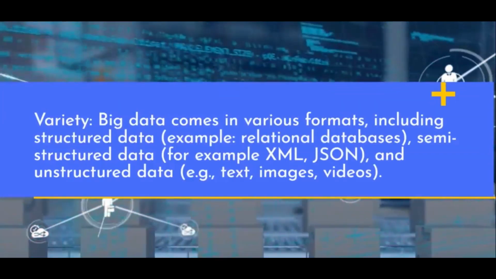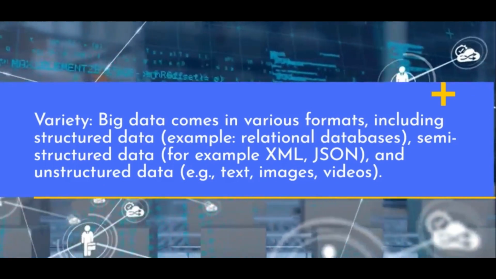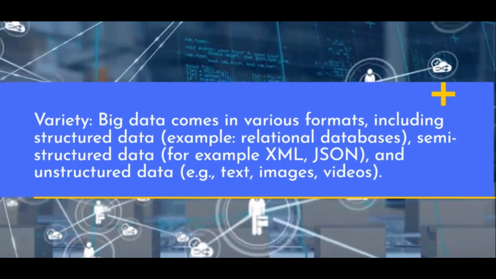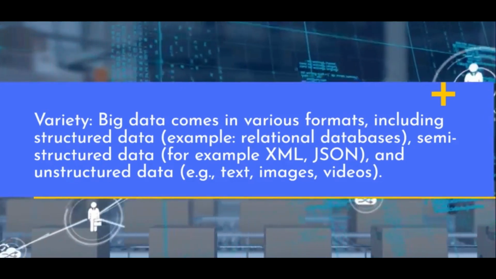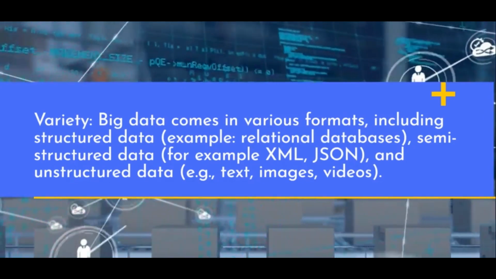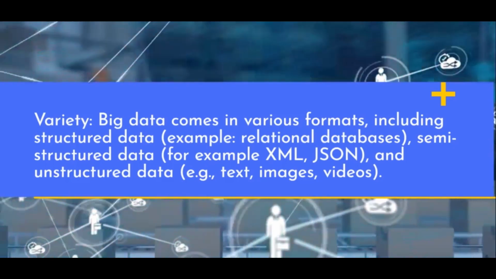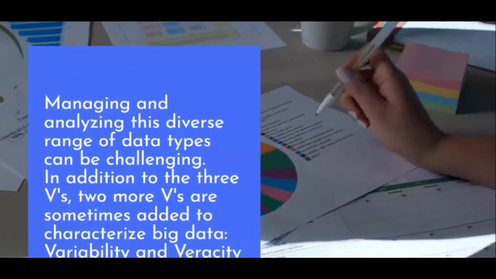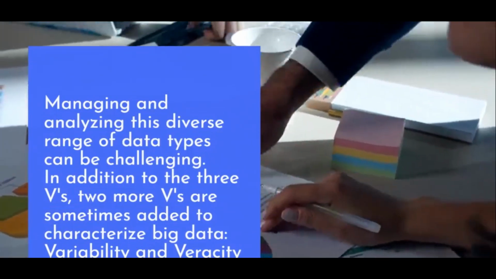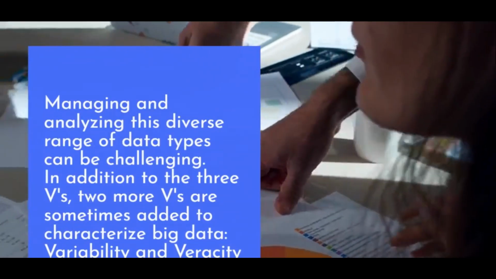Variety. Big data comes in various formats, including structured data, for example, relational databases, semi-structured data, for example, XML, JSON, and unstructured data, e.g., text, images, videos. Managing and analyzing this diverse range of data types can be challenging.